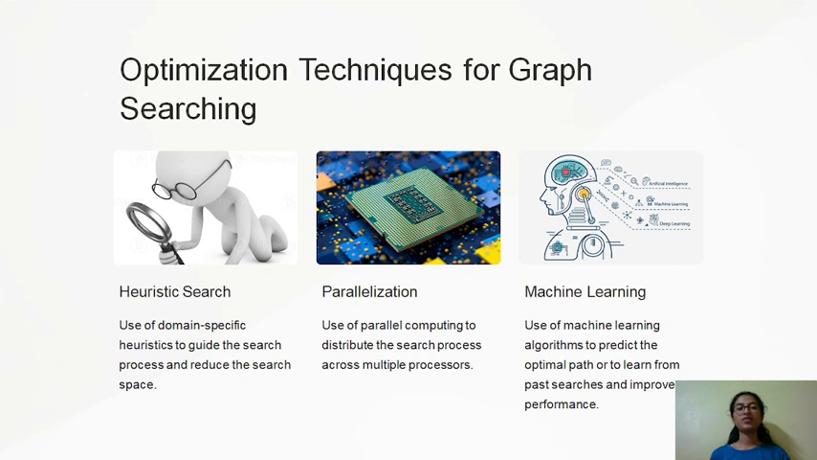Optimization techniques for graph searching. Heuristic search: use of a domain specific heuristic to guide the search process and reduce the search space. Parallelization: use of parallel computing to distribute the search process across multiple processors. Machine learning: use of machine learning algorithms to predict the optimal path or to learn from past searches and improve performance, which is similar to backtracking.